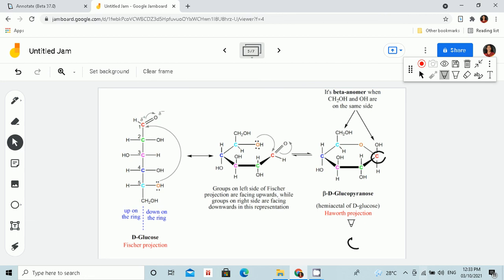So C1 now has our OH, and then we have H. Then we have here OR, then we have here R. You see, it's chiral, the groups are all different.